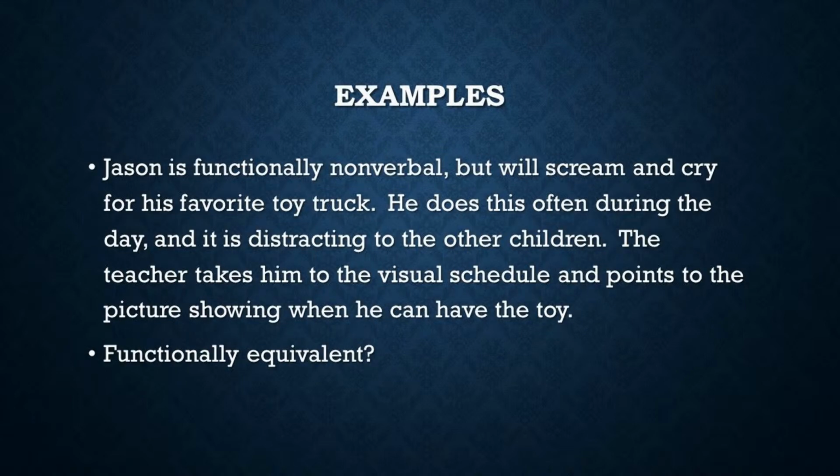Jason is functionally nonverbal, but will scream and cry for his favorite toy truck. He does this often during the day, and it is distracting to the other children. The teacher takes him to the visual schedule and points to the picture showing when he can have the toy. Is this functionally equivalent? No, this is not a functionally equivalent alternate behavior. This is a strategy and might be a good one after we teach Jason to wait. The functionally equivalent alternate behavior would be to assist Jason in asking for the toy. He could, for example, point to the picture of the toy on a choice board and receive the toy.